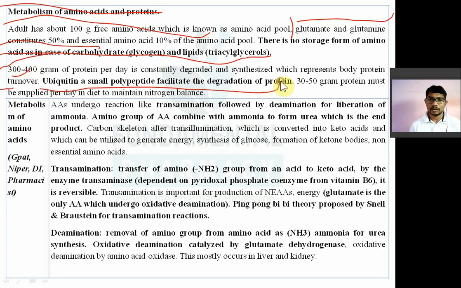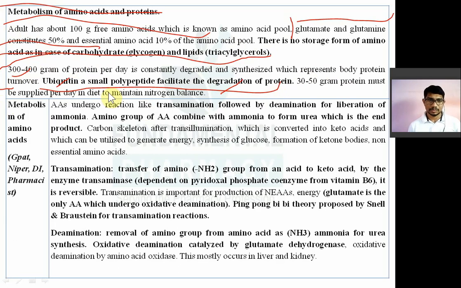There is one small polypeptide known as ubiquitin, which facilitates the degradation of protein. This is a protein, ubiquitin, which increases the breakdown of protein in the body. About 250 gram of protein must be supplied in the diet to maintain nitrogen balance.